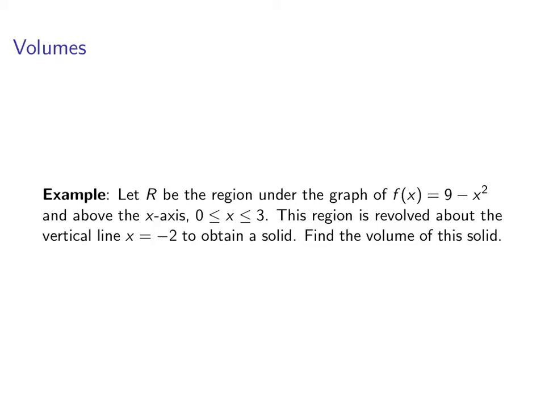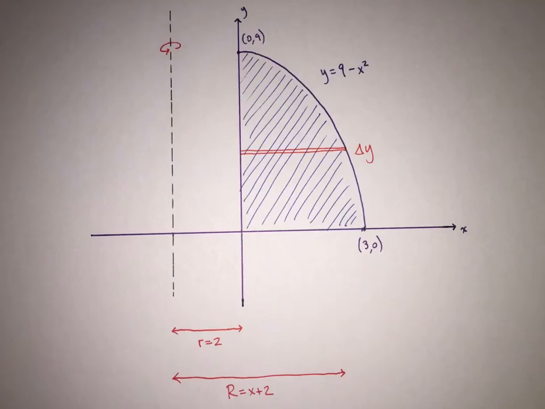All right, let's take a look at a picture. There's the region I'm interested in. It's under y equals 9 minus x squared, between x equals 0 and x equals 3. We're revolving it about a vertical line, and so now we have to slice it going the other direction with a delta y slice.